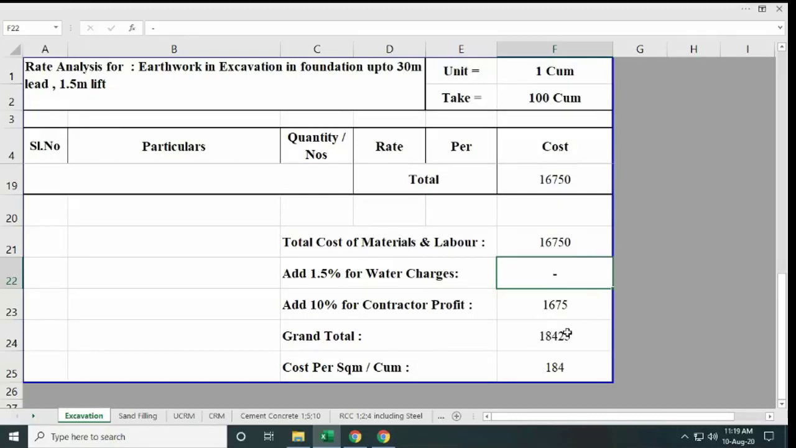This cost is for 100 cubic meters. But I want to calculate the cost per cubic meter. So here it is not square meter, here it is cost per cubic meter. Right?